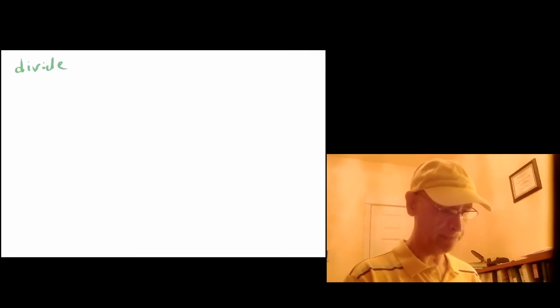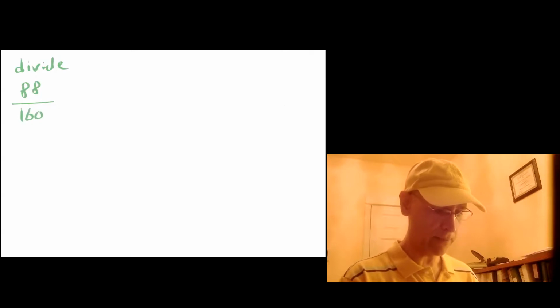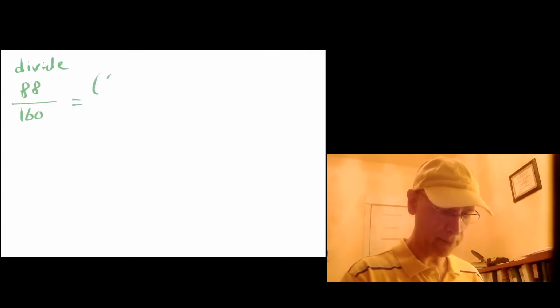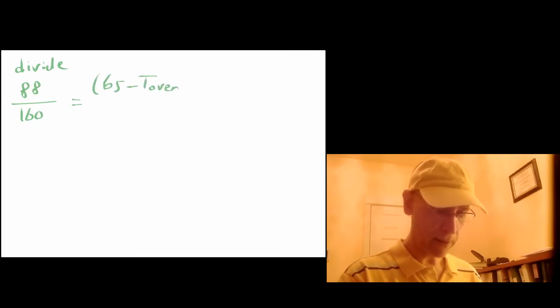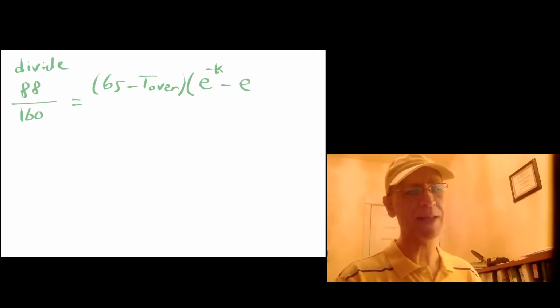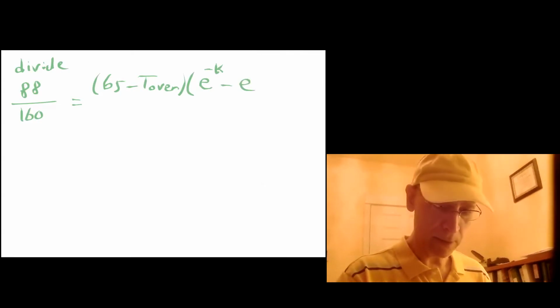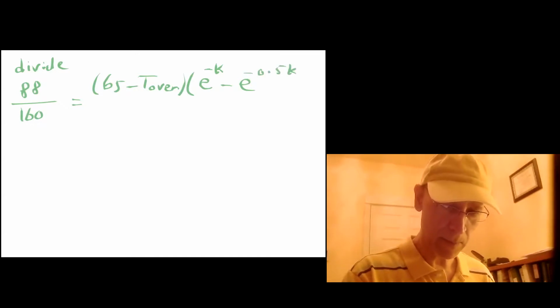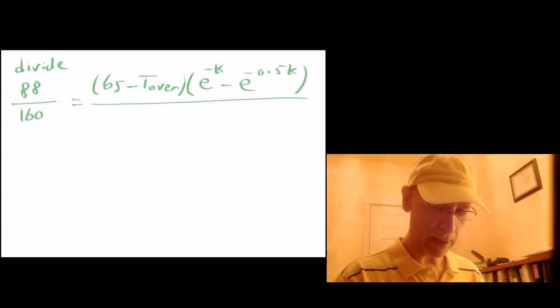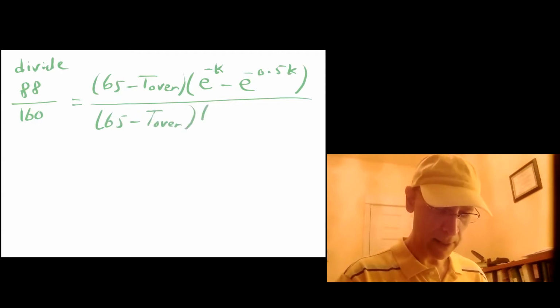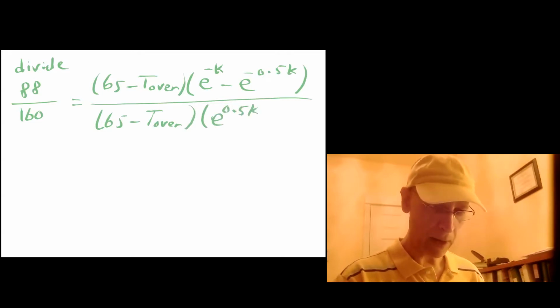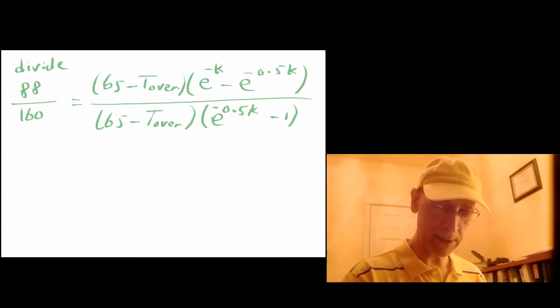So I'm going to get 88 divided by 160 equals 65 minus temperature of oven times e to the minus k minus e to the minus 0.5 k. It doesn't matter which one you divide by the other. That divided by 65 minus temperature of oven and e to the negative 0.5 k minus 1. And now I can go ahead and cancel this.